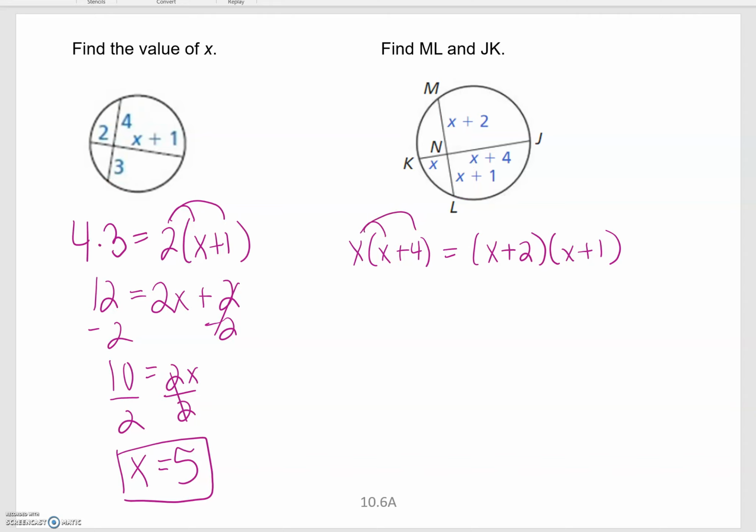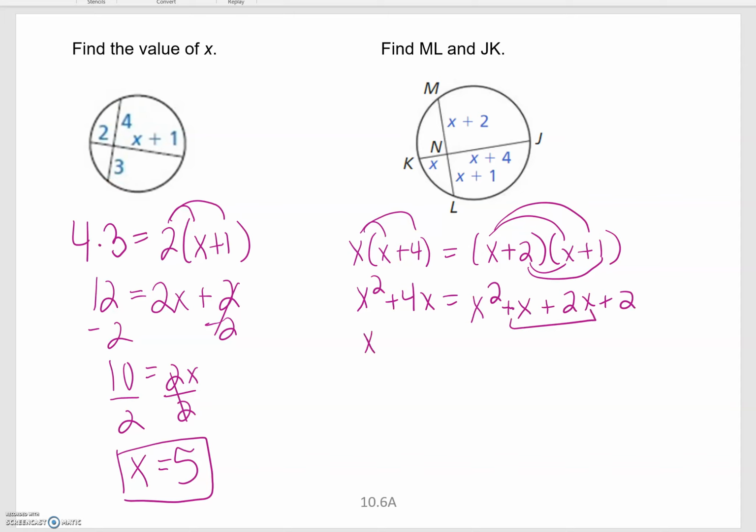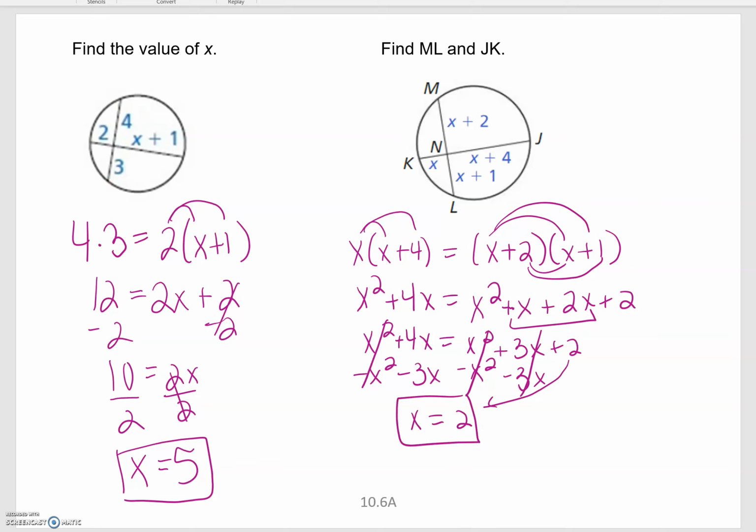So on the first part on the left, I'm going to distribute. So I get x squared + 4x equals. On the right, I am going to have to FOIL this, so I end up with x squared + x + 2x + 2. Okay, combine those like terms right there, so I get x squared + 4x equals x squared + 3x + 2. Okay, and then I'm going to subtract over my x squared. I notice that both of those cancel. I'm going to subtract my 3x over. So 4x minus 3x gets me x equals, and 2 is all I have left there.